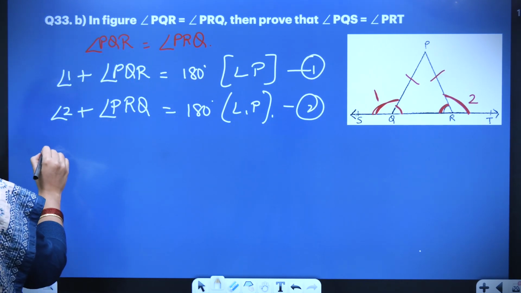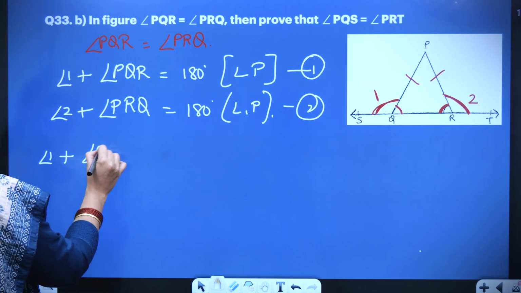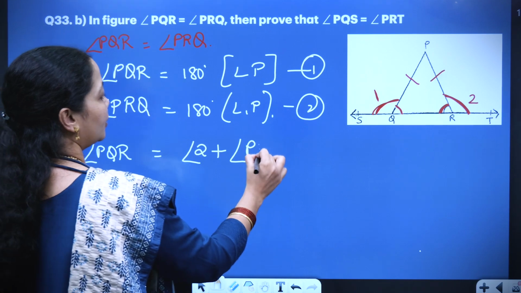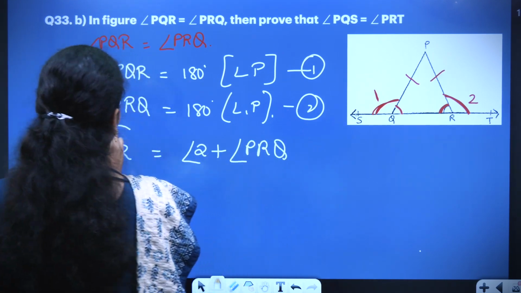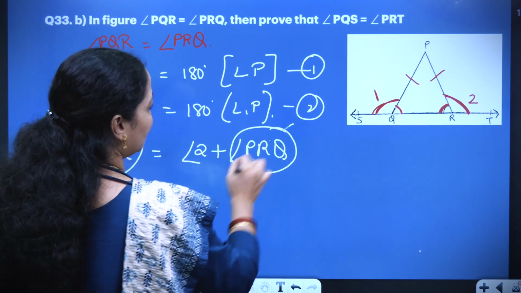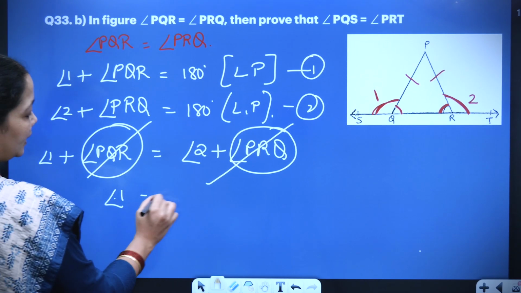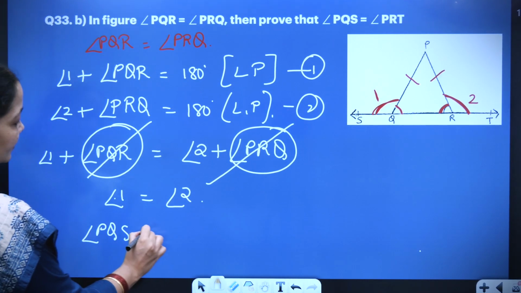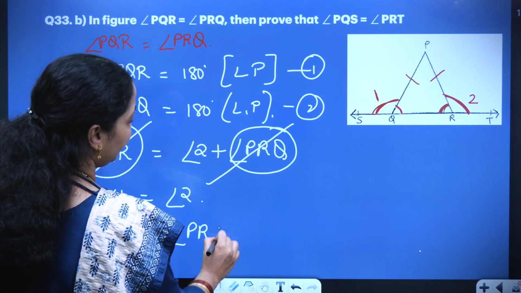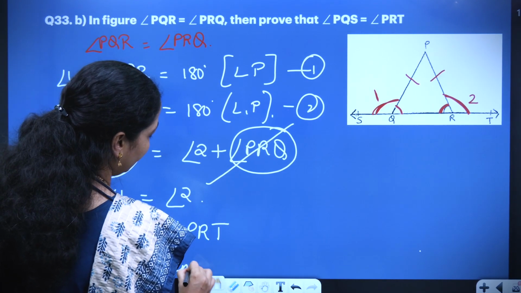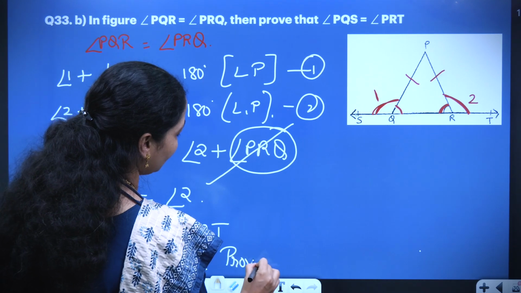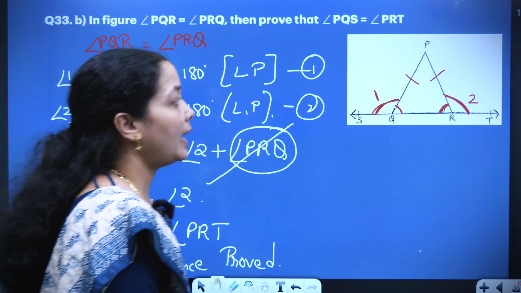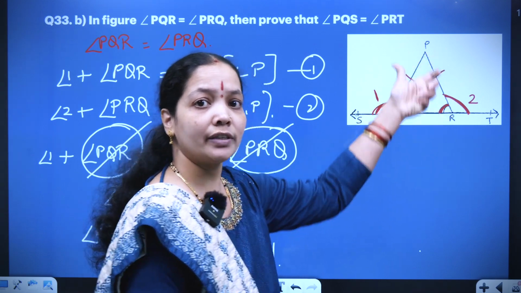I'll equate the RHS. Angle 1 plus angle PQR is equal to angle 2 plus angle PRQ. But I know PQR and PRQ are equal to each other. Both are getting cancelled. Therefore, angle 1 is equal to angle 2. What is angle 1? Angle 1 is PQS equal to angle PRT. Hence proved. This is what was asked of me in the question to be proved. So I have proved it using a concept called linear pair and the isosceles triangle property, which was given in the question.